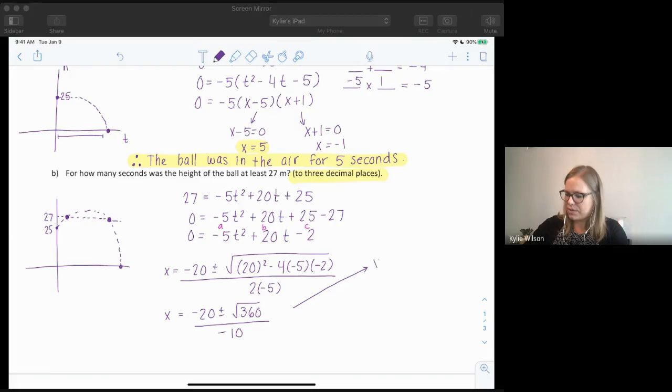So we'll have the first one where we add that. And that will give us a value of 0.103.